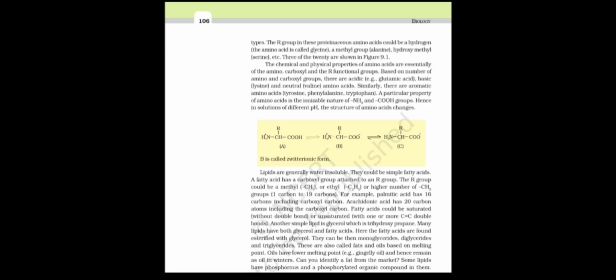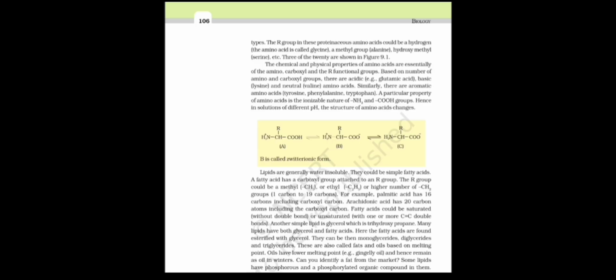A particular property of amino acids is the ionizable nature of the NH2 and COOH groups. Hence, in solutions of different pH, the structure of an amino acid changes. NH3+ CHR COOH, NH3+ CHR COO-, NH2 CHR COO-. B is called the zwitterionic form.